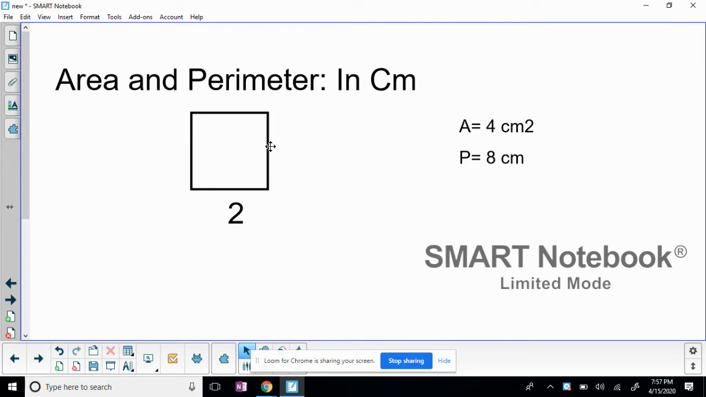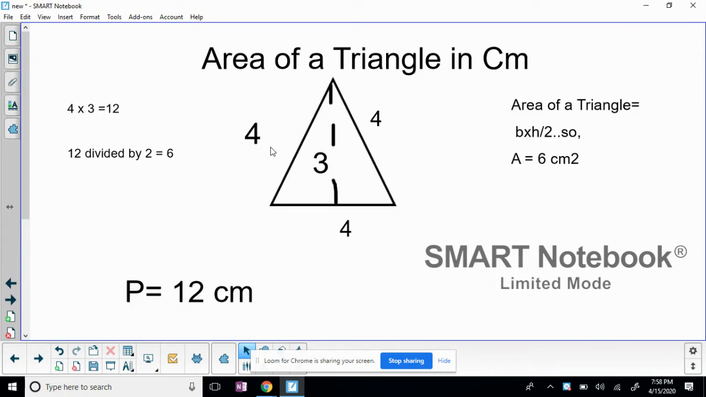So now we go on to where it changes. We know the formula for perimeter, adding up the sides. We know area of a rectangle, area of a square is base times height. But if you get a triangle, we add a step. So think of it this way. Okay, we start with the perimeter, 4, 8, 12, the distance around, it's still 12 centimeters.